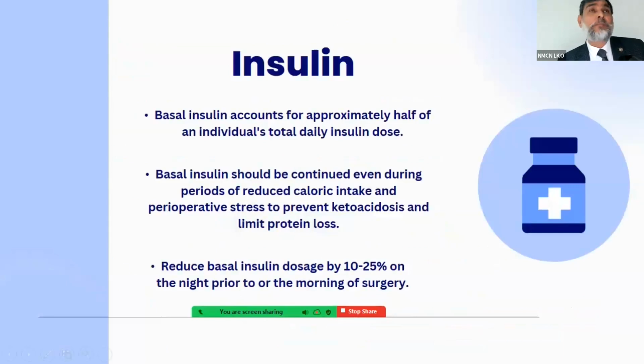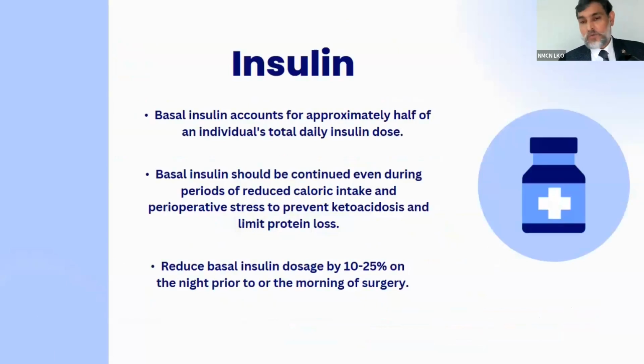Then comes the insulin. Insulin management is very important for all surgical patients, those who are going under surgery. Basal insulin accounts for approximately half of the individual's total daily insulin dose. Basal insulin should be continued even during periods of reduced caloric intake and perioperative stress to prevent ketoacidosis and limit protein loss. Reduce basal insulin doses by 10 to 25% the night prior to the surgery or the morning of the surgery.